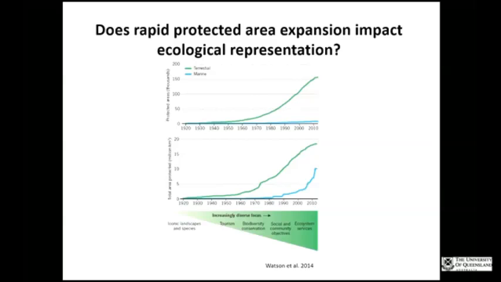But no one has really explicitly tested how these periods of rapid protected area expansion impact ecological representation, which is a key component to effective protected areas. And representation just means that you're including a sample of each biodiversity feature within your protected area network, whether that be species, vegetation types, or what we used was ecoregions. So that's what I set out to do, and I think it's really important to inform different protected area strategies and for future global conservation agreements.